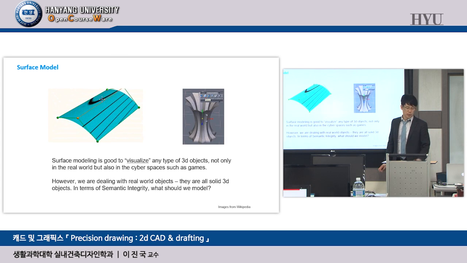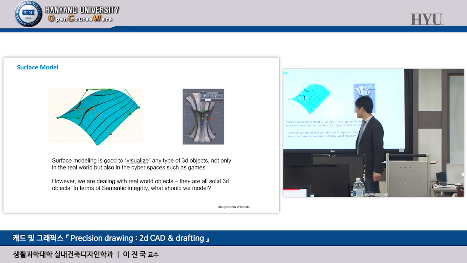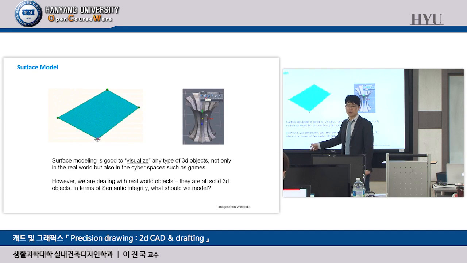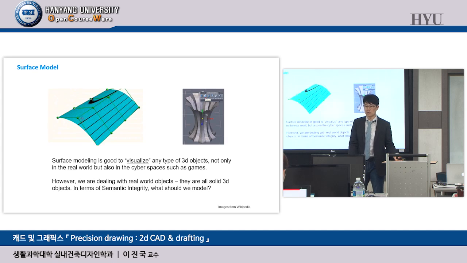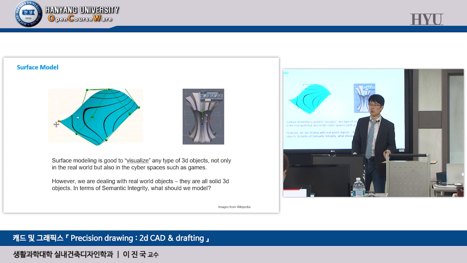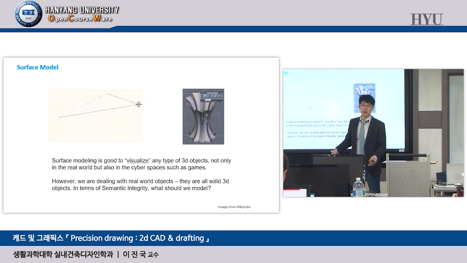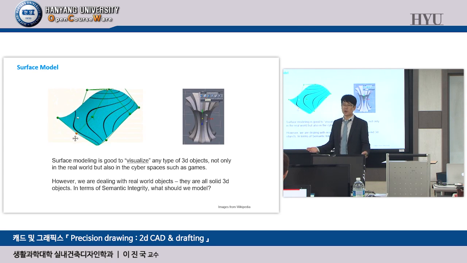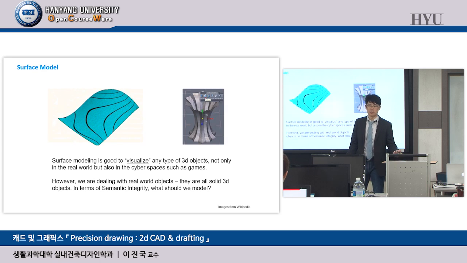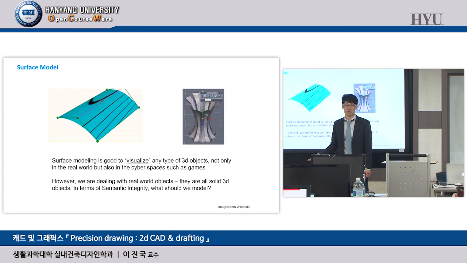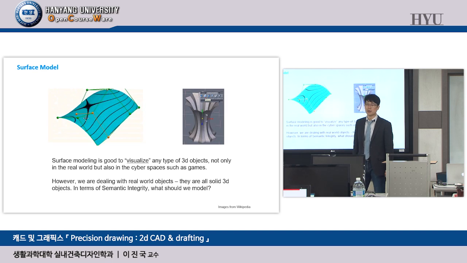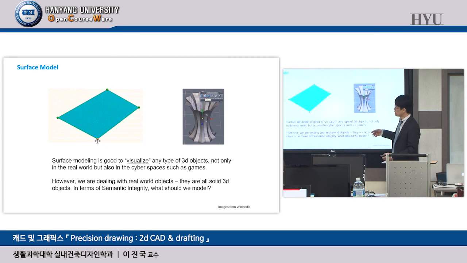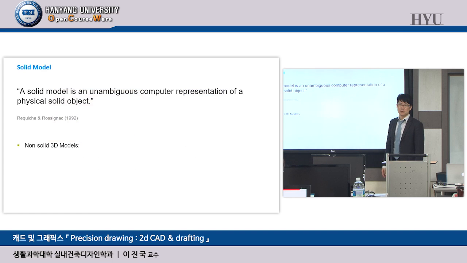So the problem is semantic integrity. We have learned what semantic integrity is, okay? What if our computational model is always surface-based 3D, but we are dealing with solid objects all the time? Some problems, okay? Our computational model couldn't be semantically the same as the real-world object, okay? So that is why something more advanced than the surface model was developed, something like the solid model, okay?